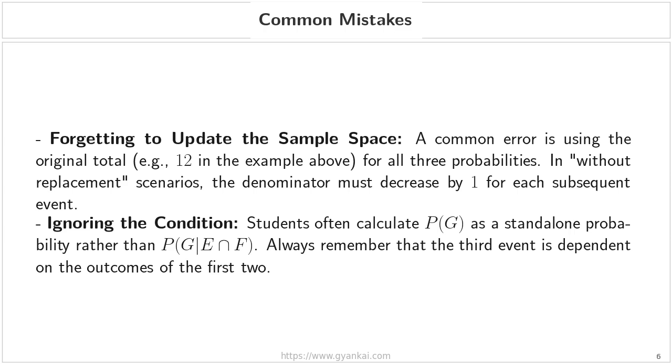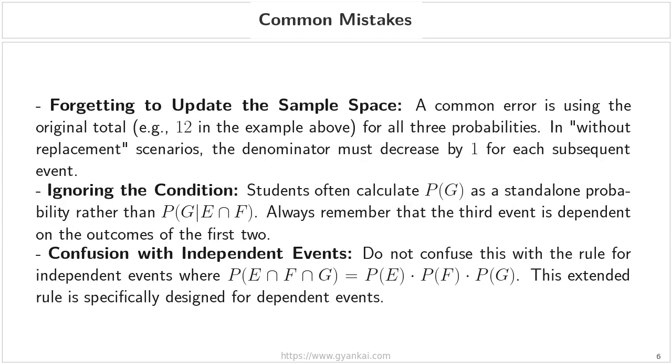Second, be careful not to ignore the condition. It is tempting to simply calculate the probability of the third event, G, as if it were a standalone probability. But as we saw in our derivation, we cannot do that. We must calculate the probability of G, given that both E and F have already occurred. Always remind yourself that the third event is dependent on the outcomes of the first two.